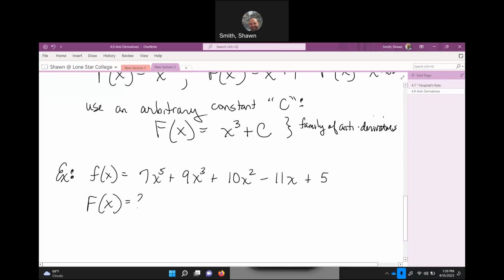Each one of those terms, increase the exponent and divide by the new exponent. And simplify each term if it needs to be. But you can leave them as fractions, that's perfectly fine.